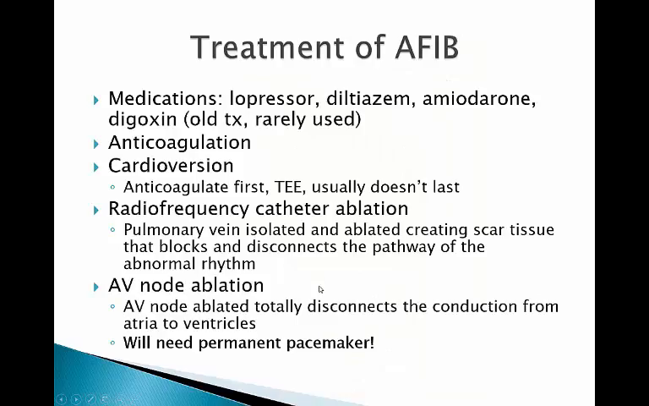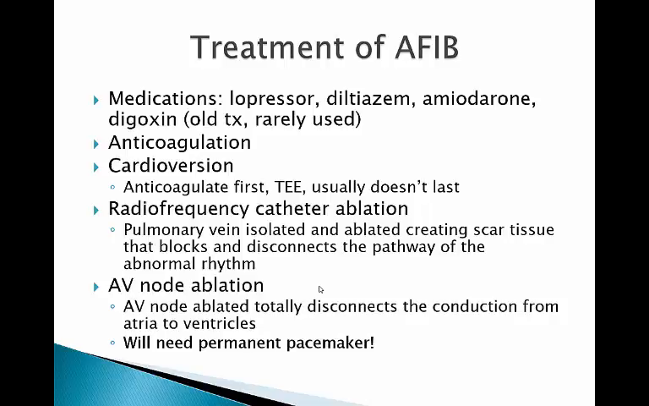So how do we treat AFib? Well, we can give them medications such as beta blockers, like metoprolol, diltiazem, which is a calcium channel blocker, and amiodarone. IV amiodarone is probably the best drug of choice for AFib. When I worked in the ICU, it was about 50-50. Some physicians preferred diltiazem, some preferred amiodarone. Some of it depended on the patient's past medical history, because amiodarone can cause some pulmonary issues if you're not careful.